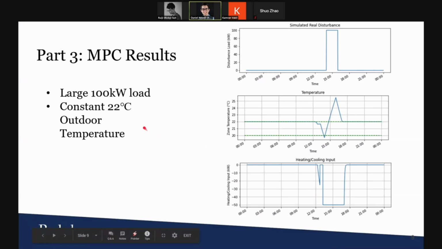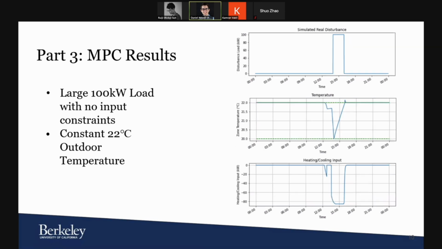With a larger 100 kilowatt load, the MPC controller implements a similar pre-cooling strategy, but the input constraints prevent the zone temperature from staying entirely within the comfort range. The MPC controller actually pre-cools below the 20 degrees Celsius bound due to the upcoming large disturbance. When we remove the input constraints, the MPC controller is much better able to keep the zone temperature within the comfort zone. Because of its ability to input more power, the pre-cooling begins at a later point than in the previous constrained simulation.